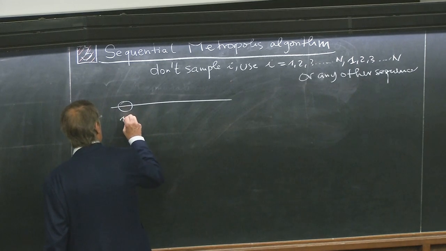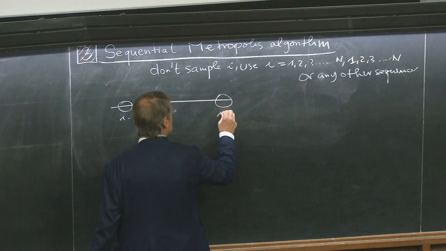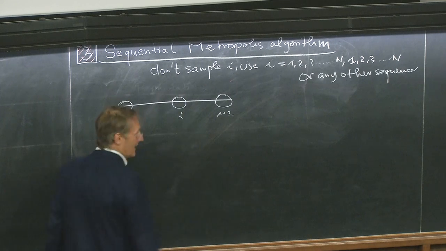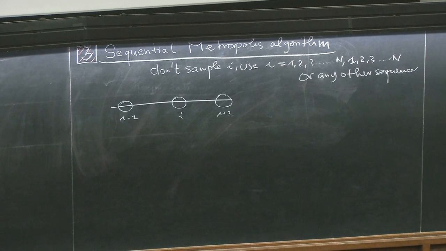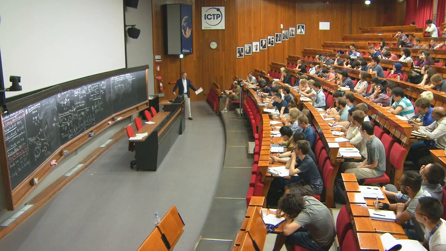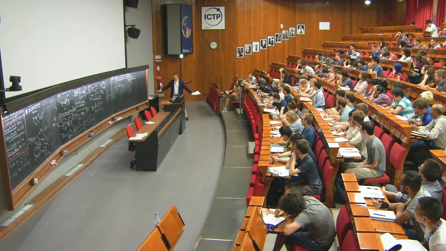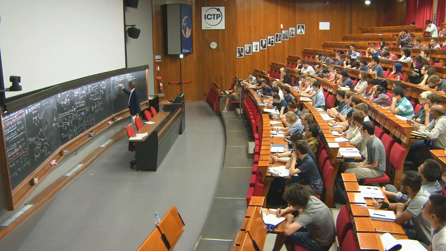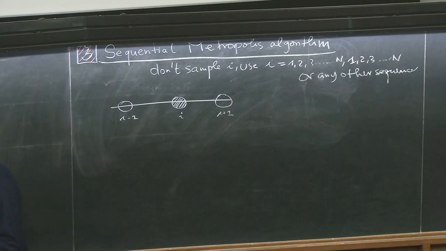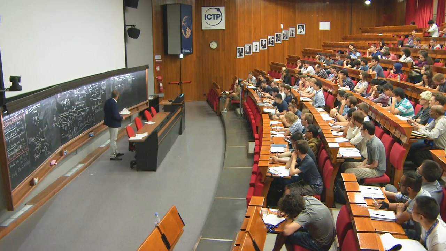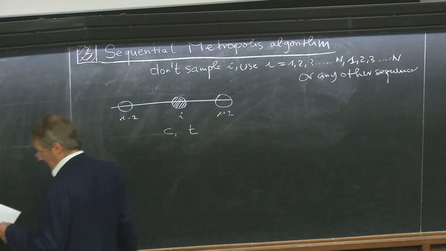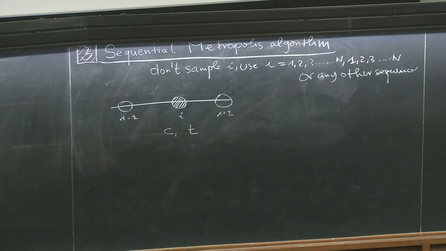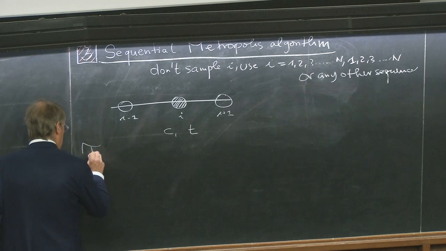I have particle I minus 1, I plus 1, here I have I. And let us say I just moved particle I. I just watch which particle was just moved. It was this particle. So what is the flow into this configuration? This is configuration C at some time t. What is the flow into C?